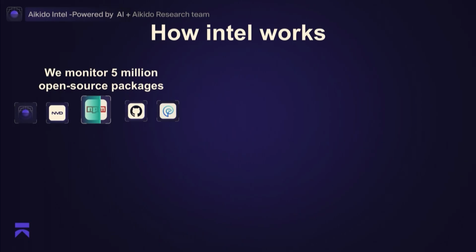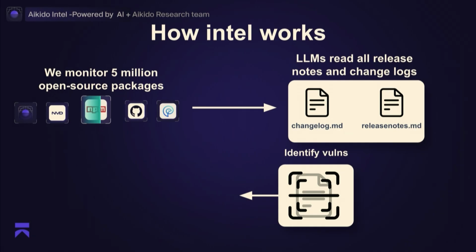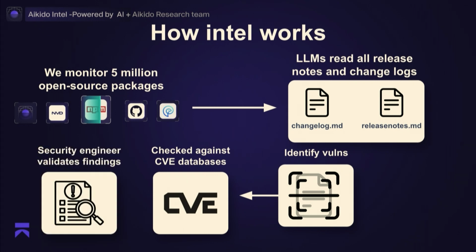We have about 5 million open source packages that we continuously scan. We gather the release notes for these packages. So we look at the changelog, at the release notes.md, these kinds of files, and then we identify vulnerabilities that were patched in these versions. We look them up in the CVE database to see whether CVEs were reported for these patches or not. If they were not reported, then there's a phase where one of our engineers goes through these findings and looks at whether it's actually an issue that should be reported or not.